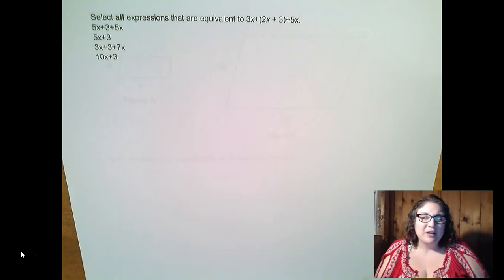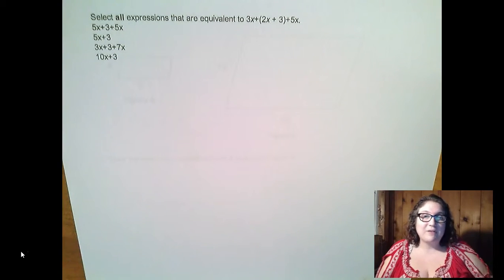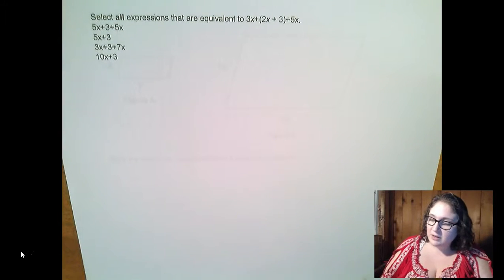We're looking at expressions, so here we go. Select all expressions that are equivalent to 3x plus 5x plus 3 plus 5x. And technically it's 3x plus the quantity of 2x plus 3 plus 5x. All right, I'm going to show you the official way to do it, and I'm going to show you my math hack way if you don't remember the official way. First, the official way to do it.